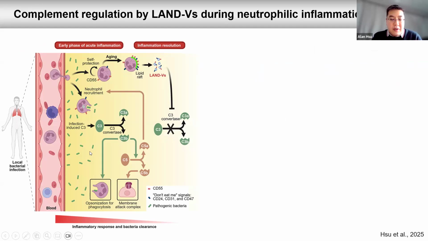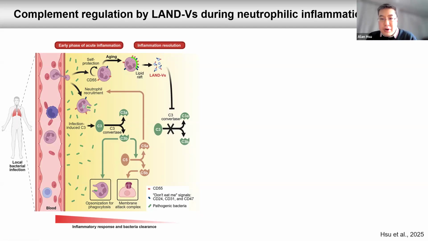And in this inflamed tissue, in this case the lung, the complement system is also activated to perform a plethora of functions. As neutrophils age, usually the CD55 is used for self-protection. But as it ages, it polarizes on the lipid rafts to release LAND-Vs. And then this LAND-V would inadvertently talk to the complement system and inhibit it.